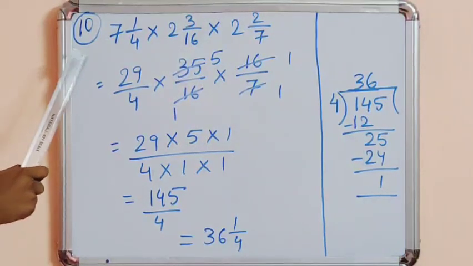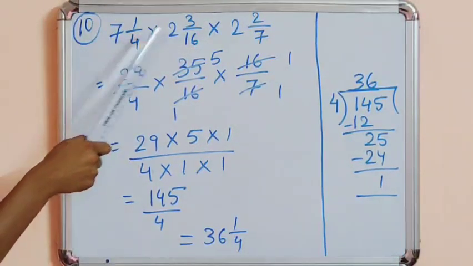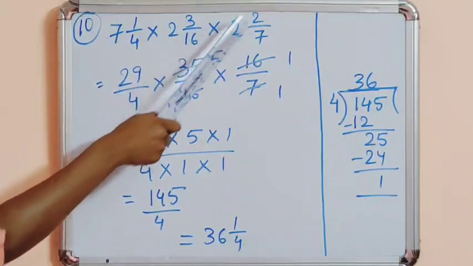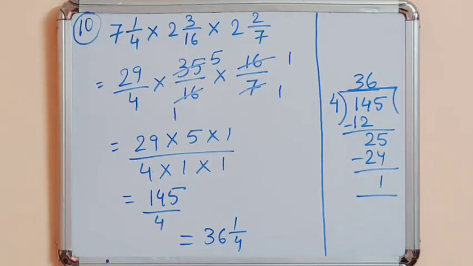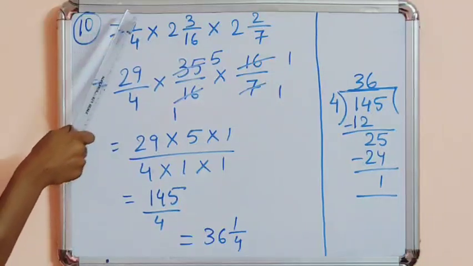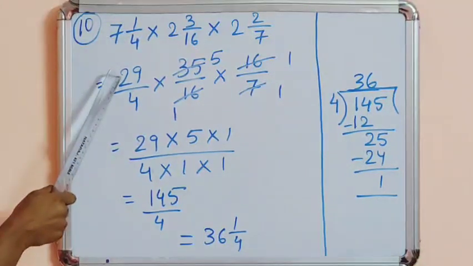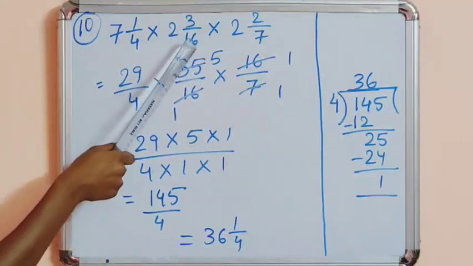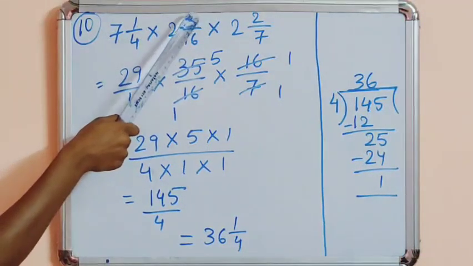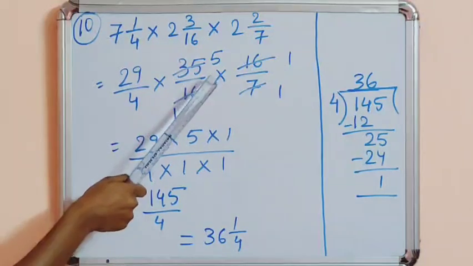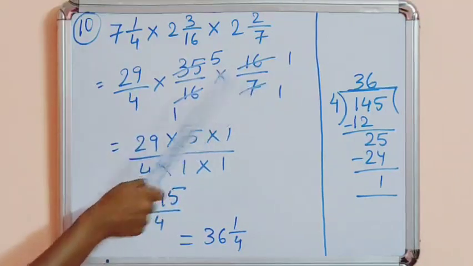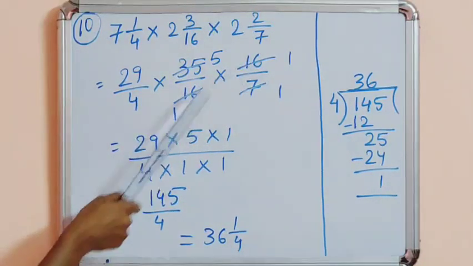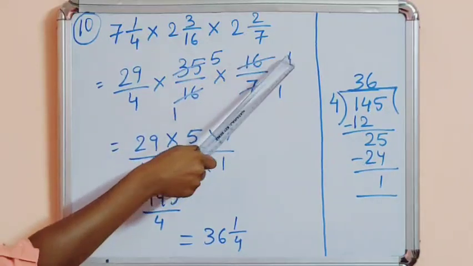Now look at question number 10. 7, 1 by 4 into 2, 3 by 16 into 2, 2 by 7. Again, these are the mixed fractions. So we have to first convert it into improper fractions. So 7 4s are 28. 28 plus 1 is 29. So this will be 29 by 4 into 16 2s are 32. 32 plus 3 is 35. 35 by 16 into 7 2s are 14. 14 plus 2 is 16. 16 by 7. As you can see, 16 and 16 can be cancelled. So 16 ones are 16 and 16 ones are 16.